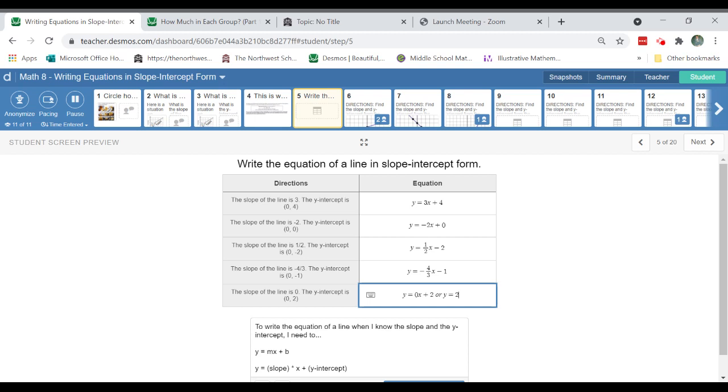So to write the equation of a line, when I know the slope and the y-intercept, I need to use y equals mx plus b, replace the m with the slope, and replace the b with the y-intercept value.